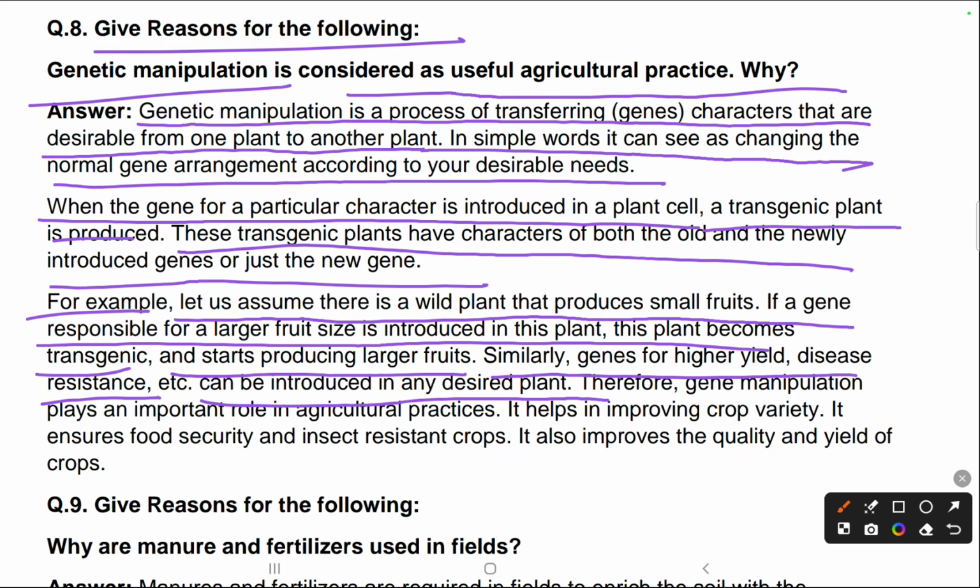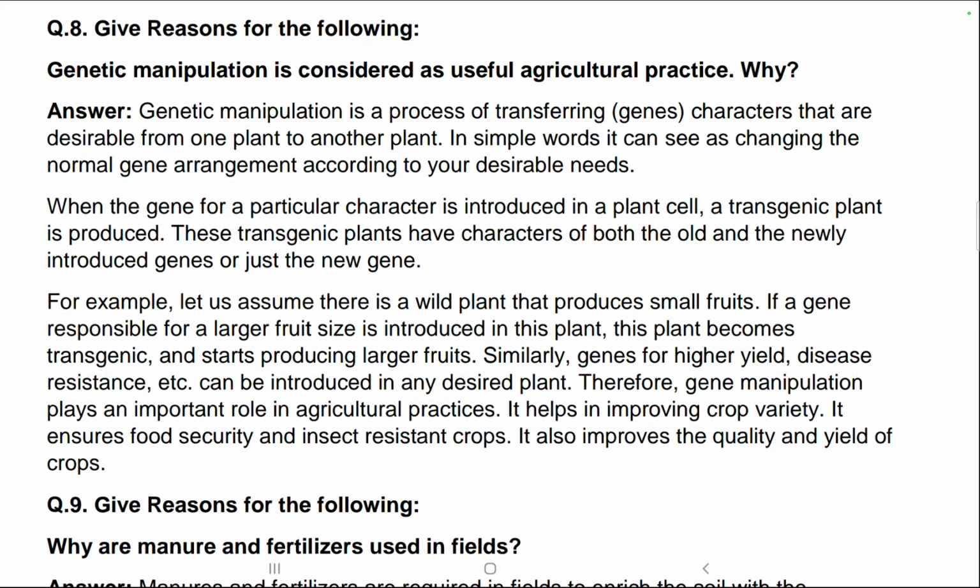Therefore, gene manipulation plays an important role in agricultural practices. It helps in improving crop variety. It ensures food security and insect resistant crops. It also improves the quality and yield of crops.